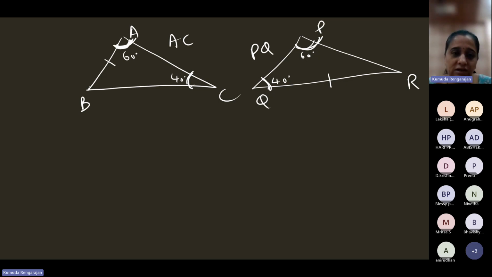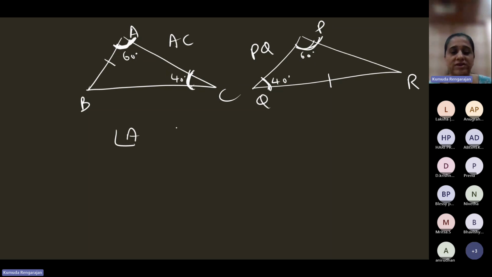In the first triangle, we have angles 60 and 40, angle A and angle C. So angle A, angle C, meaning the included side. The side included by these two angles is AC. And for the second triangle, the side included by the two angles is PQ. This is the side included. But we don't know if AC is equal to PQ. Okay.